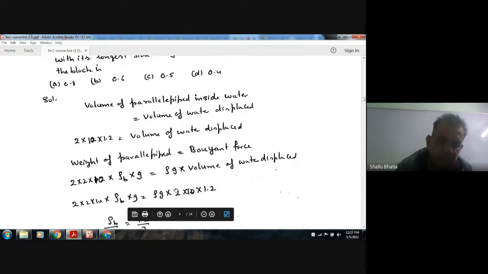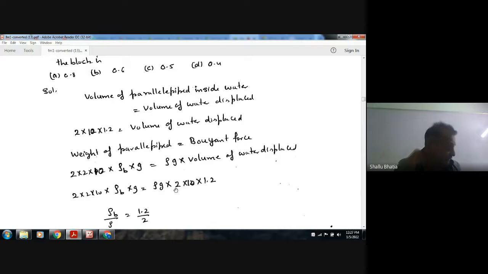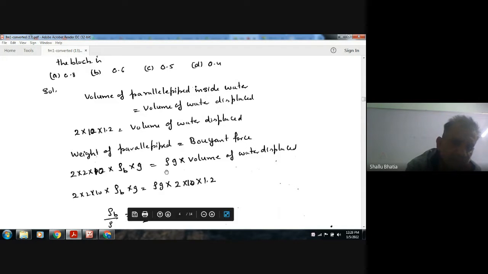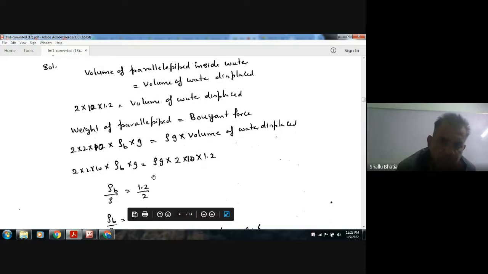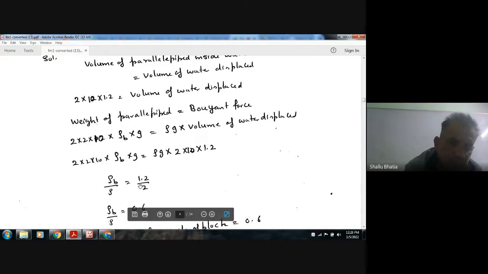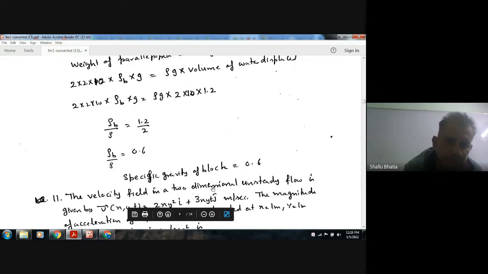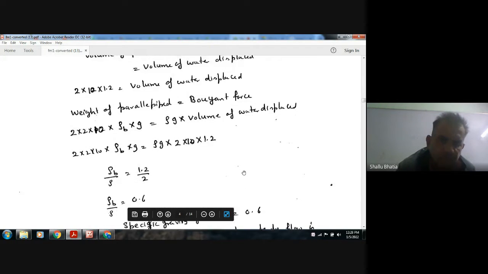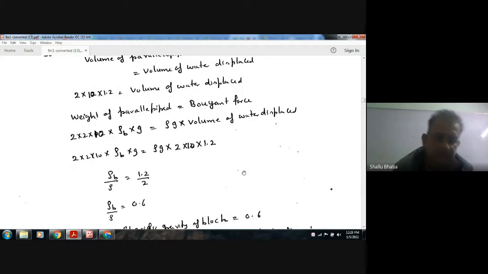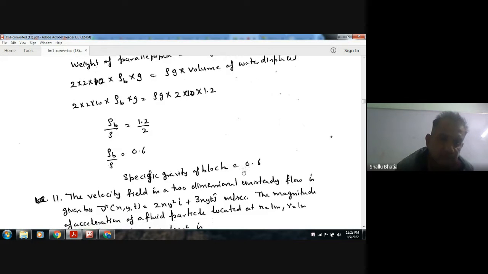Okay, so W is acting in the downward direction, and the buoyant force is acting in the upward direction. No other force is acting, so these forces balance each other. So rho_B by rho is 1.2 by 2, that is 0.6. So the specific gravity of the block is 0.6. Specific gravity is defined as the density of the substance divided by the density of water, so it is the ratio of this to this, which is 0.6.